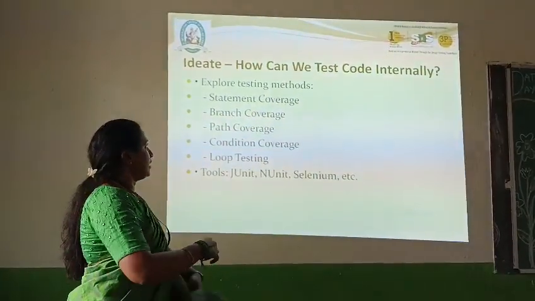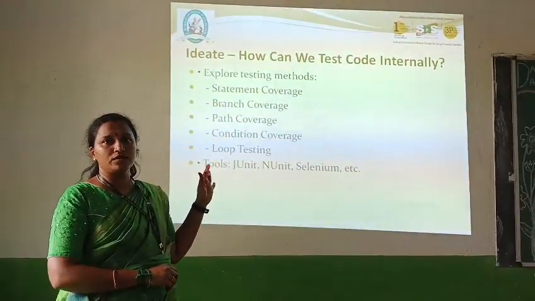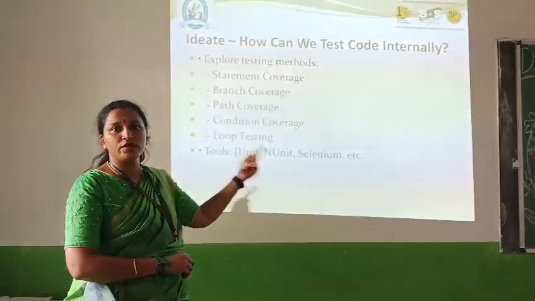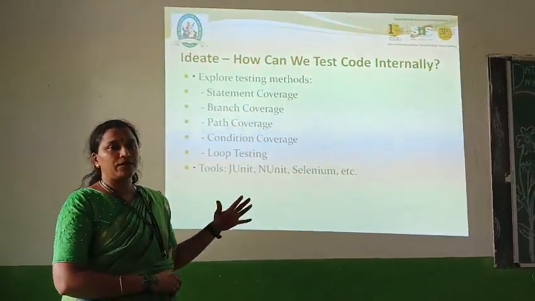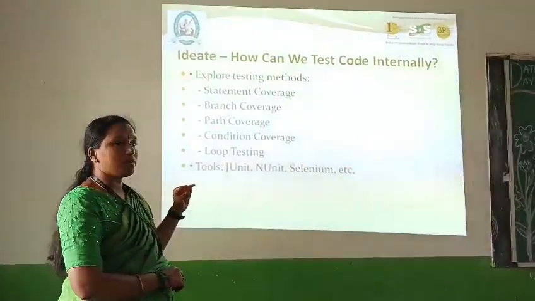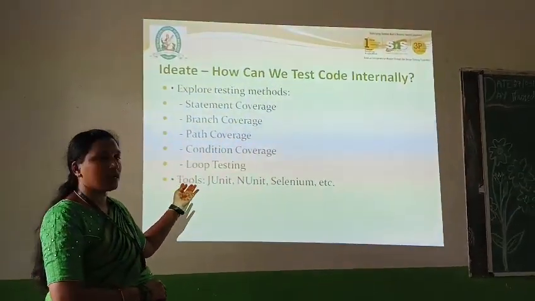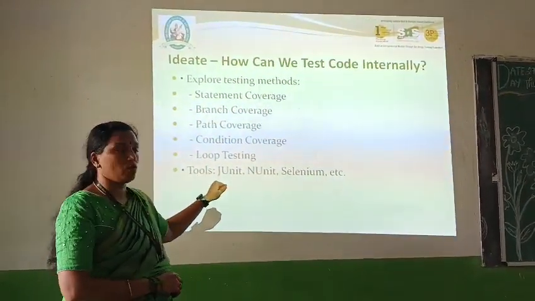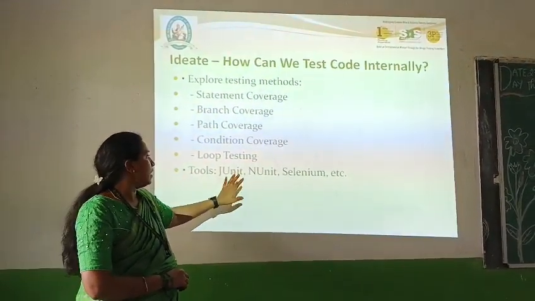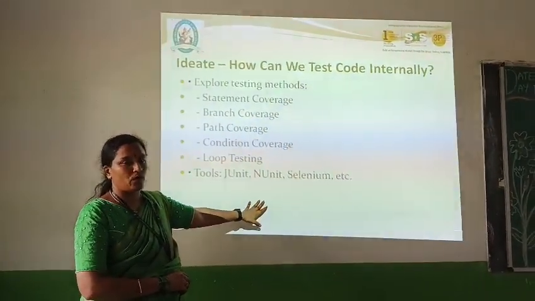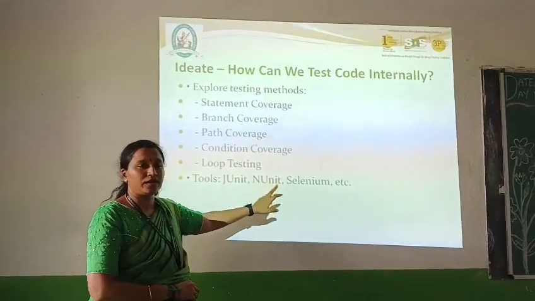Next, ideate. How do we go about the test code, and why do we go internally to rectify the paths? The first is statement coverage, the second is branch coverage, the third is path coverage, the fourth is conditional coverage, and the fifth is loop testing. Using these techniques and tools we can rectify the problem. The tools are JUnit, NUnit and others.